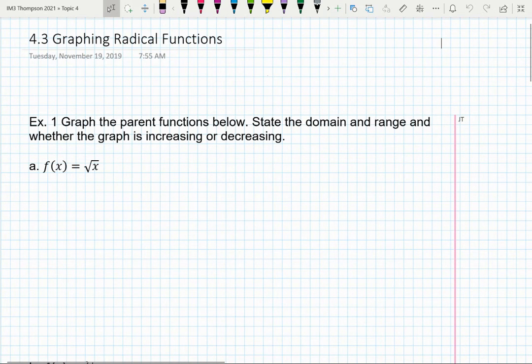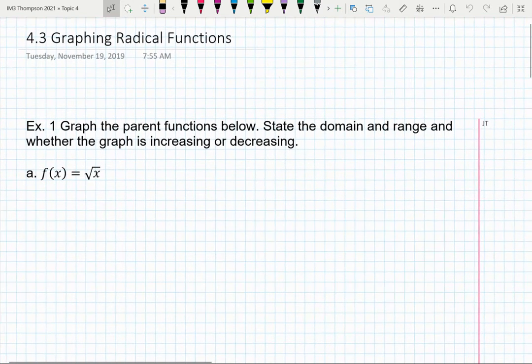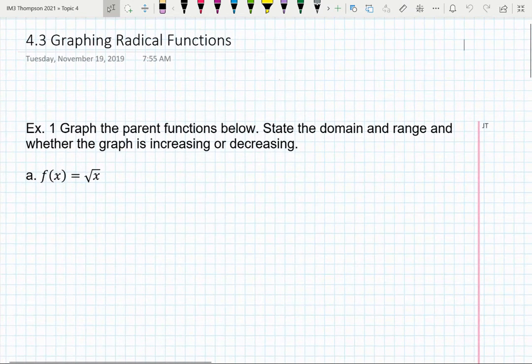Okay, so 4.3, graphing radical functions. Now, radical functions is very vague. That could mean a function with any index in the radical. But we're going to be focusing on two different functions today, the square root function and the cubed root function.